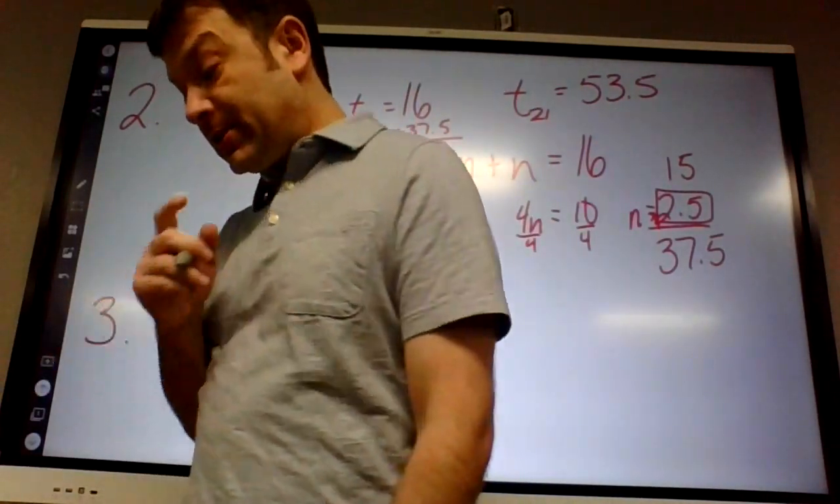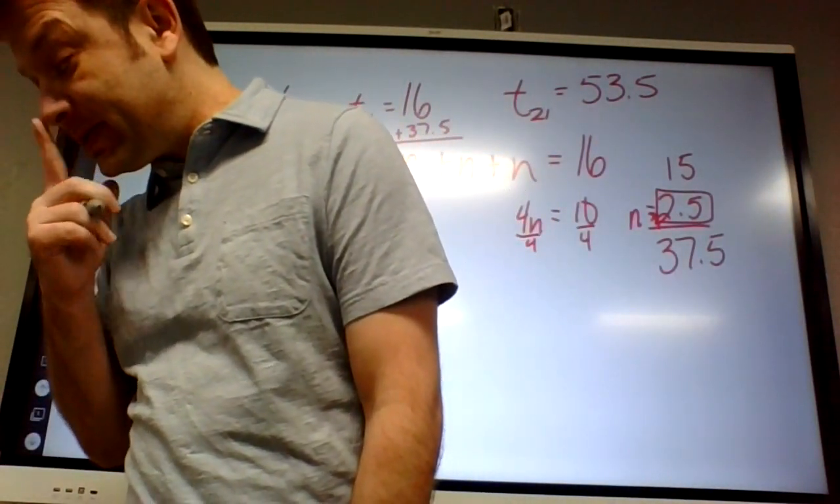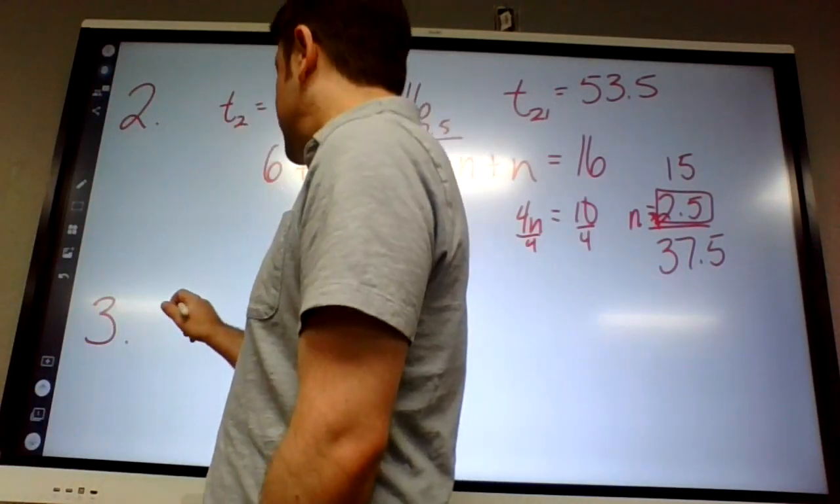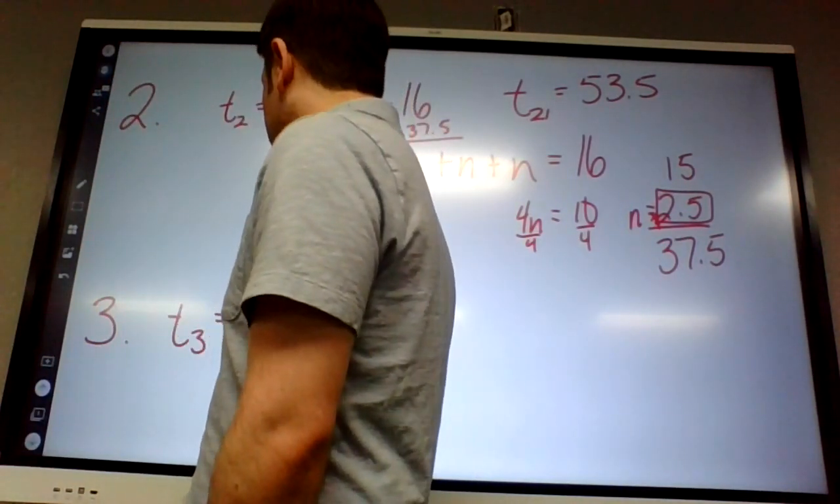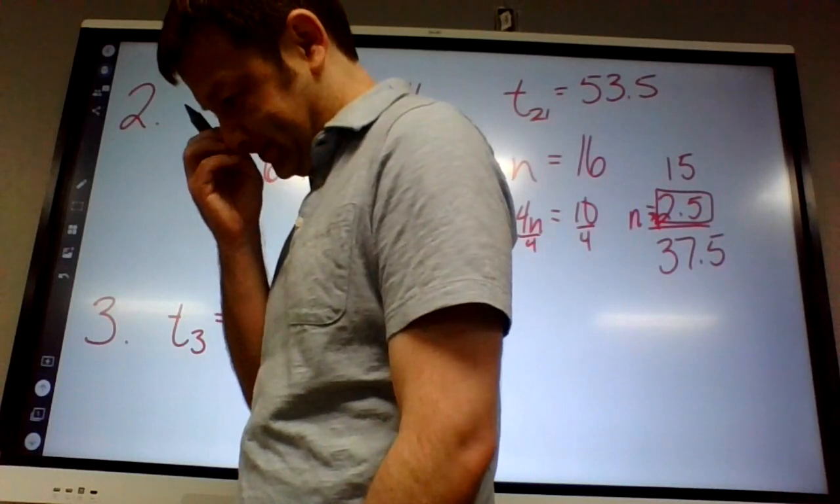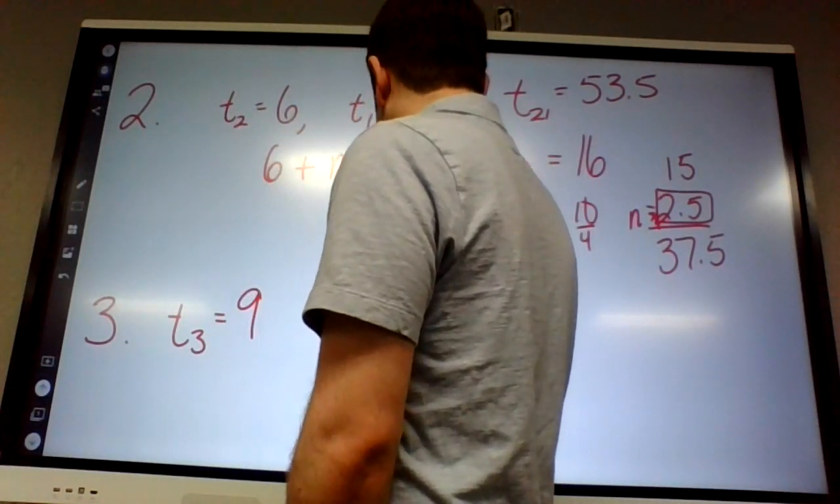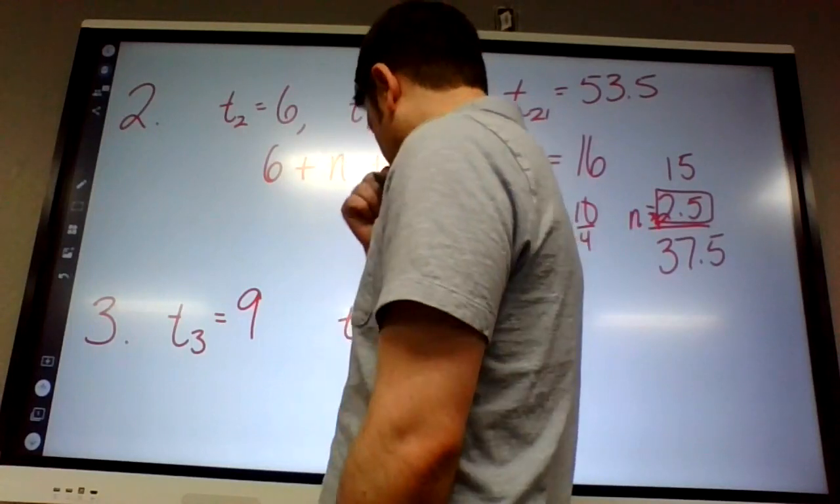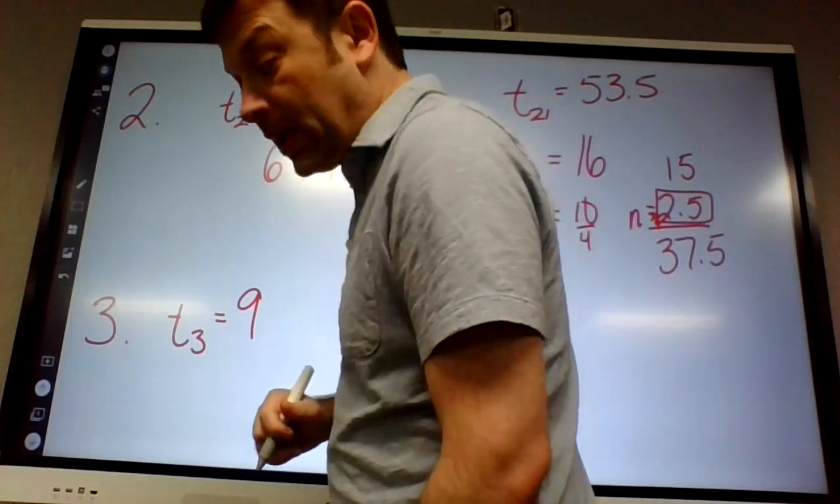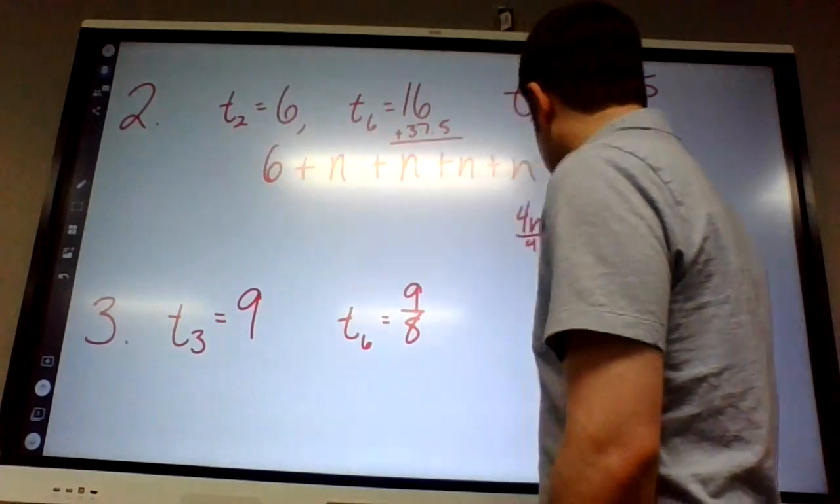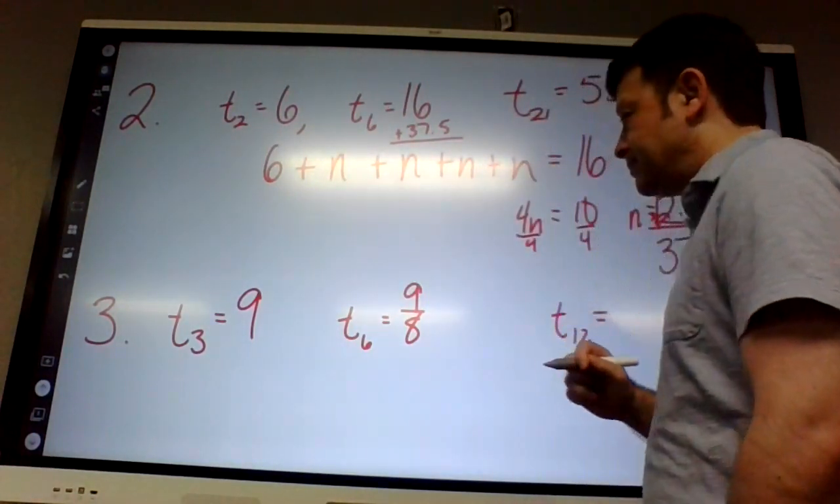Number 3, is it the same kind of idea? Yeah, it is. T sub 3 equals 9. T sub 6, oh, it's a mess, equals 9/8. And we're supposed to find T of 12. T sub 12.